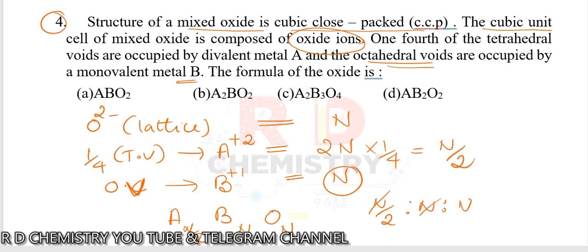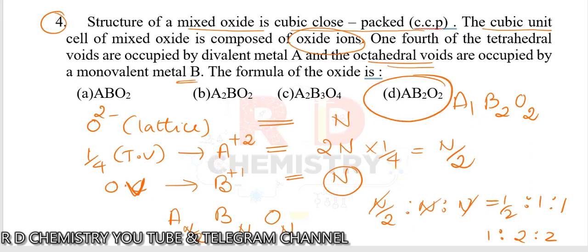Correct? Common term is n. So it is 1 by 2 is to 1 is to 1. Or multiply the entire ratio by 2 times. So 1 is to 2 is to 2. Therefore it should be A1 times, B2 times, and O2 times. Correct? So what is the answer? Answer is option number D. Fine.